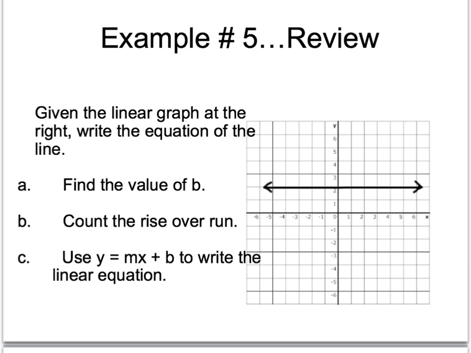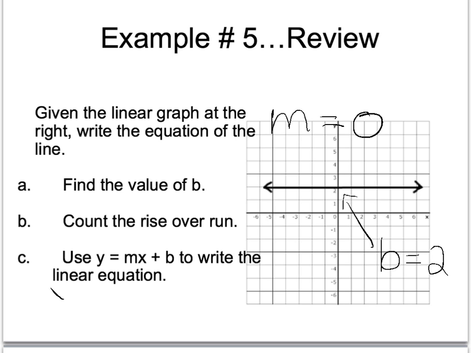Example number 5, same kind of thing. Review from 2 nights ago and in class. Given the linear graph at the right, write the equation of the line. So what is the value of b? Well, b is right here crossing the y-axis at +2. And we're counting rise over run, but I have a horizontal line. And if you recall from your 4 types of slope, m of a horizontal line is 0, because there's no rise occurring. There is a run, but there's no rise.